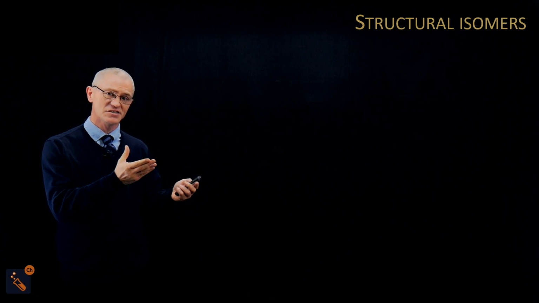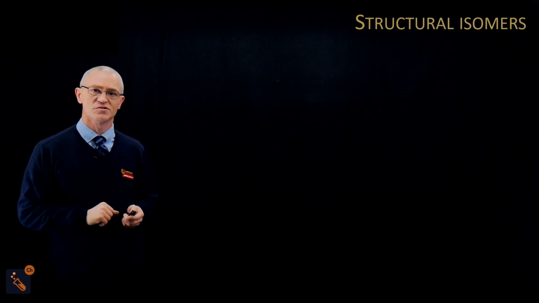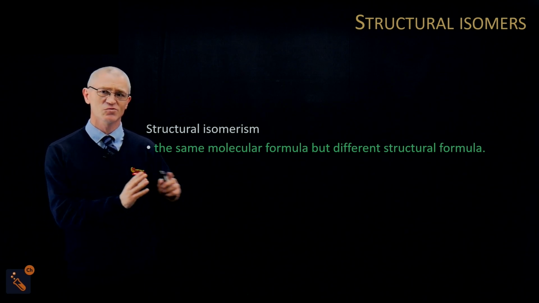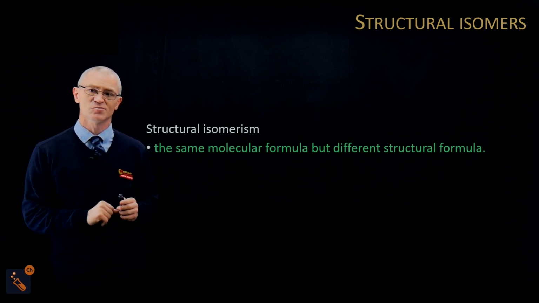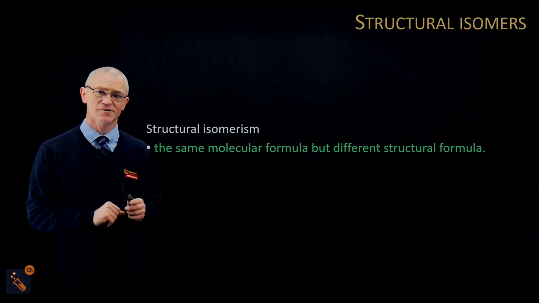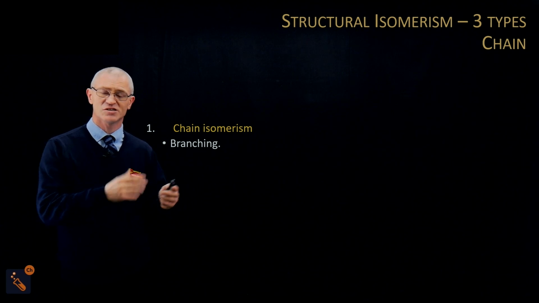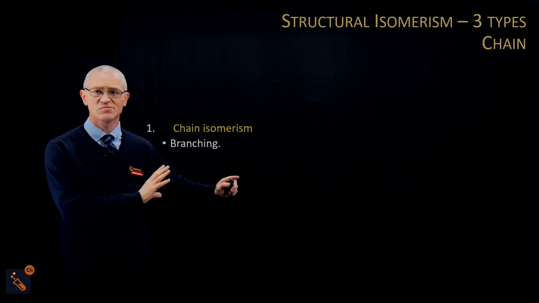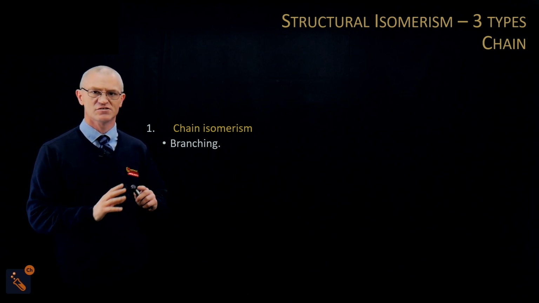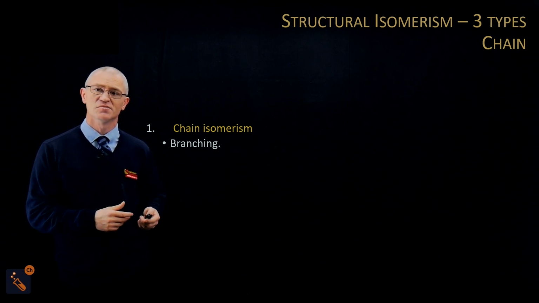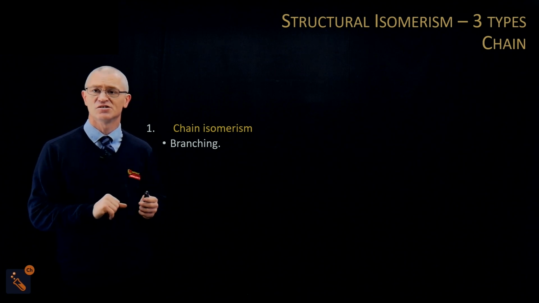So here, as I said, the definition of structural isomerism is the same molecular formula but different structural formula. And we're going to explain what that means as we go through the 3 different examples that we have here. So our first example is going to be chain isomerism, where you introduce branching. We're going to be talking about, in terms of chain, just alkyl chains, so hydrocarbons generally, but they can also have functional groups attached to them, and the chain can just change shape.